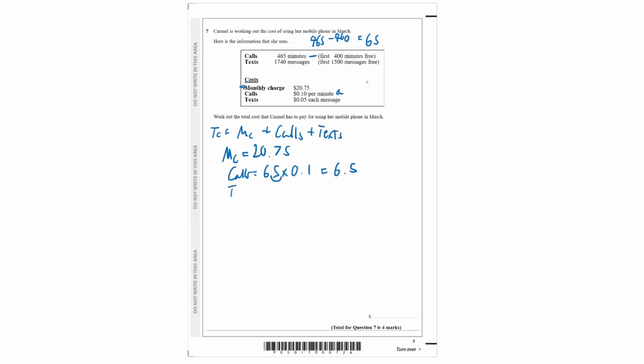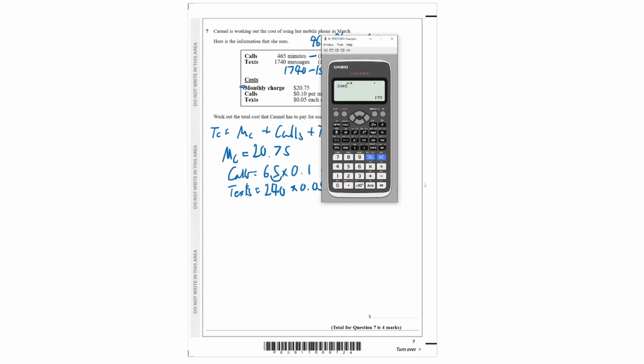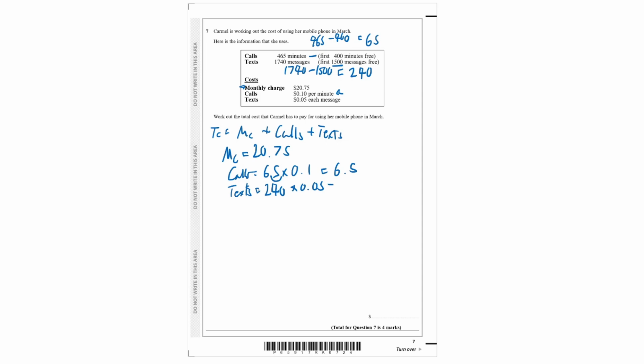For texts, we have $0.05 each message, but the first 500 messages are free. So we have 740 minus 500. That gives us 240. So that means we have 240 times 0.05. And we can use our calculator here. We have 240 times 0.05 gives us 12.